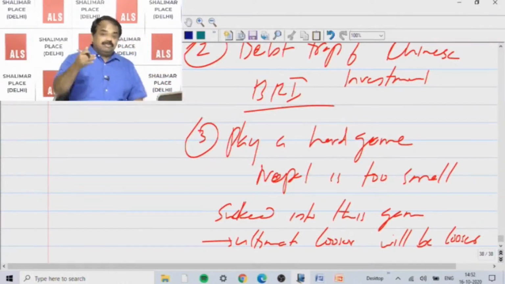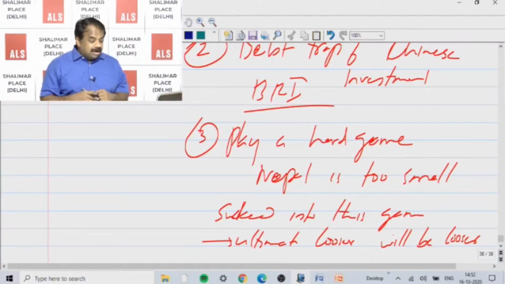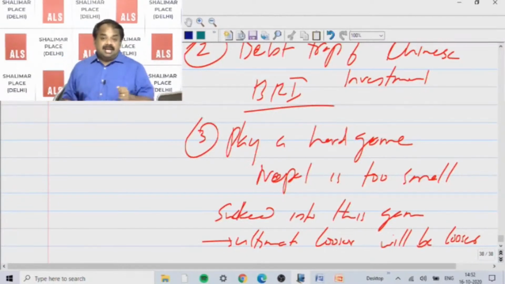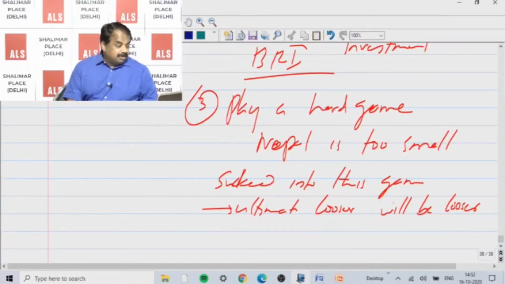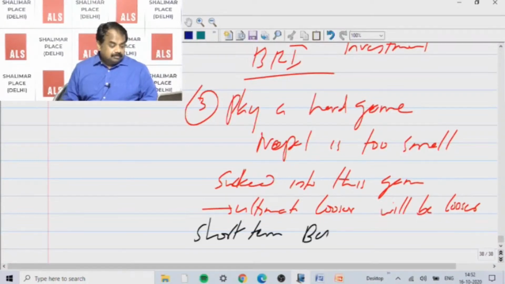China also will feel that Nepal is not reliable. So what will happen is that at an opportune time, both India and China may drop Nepal, and it will be a big problem for them, because they cannot play a hard game. They should not play a hard game. Initially, there may be short-term benefits. Definitely there will be short-term benefits. But in the long term, you will not be reliable.